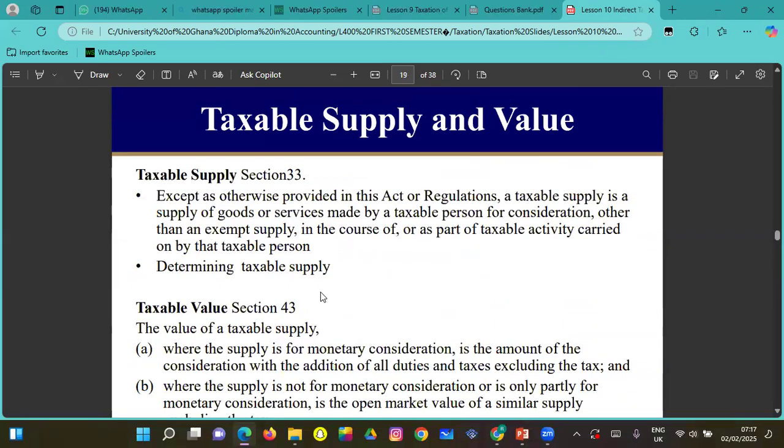Let's move to taxable supply and value. Taxable supply, except as otherwise provided, this is interesting. Except as otherwise provided in this act or regulations, a taxable supply is a supply of goods or services made by a taxable person for consideration, other than an exempt supply, in the course of or as part of a taxable activity carried on by the taxable person.